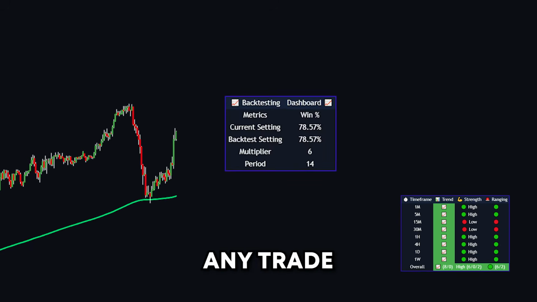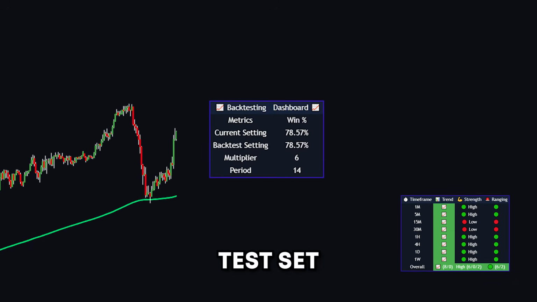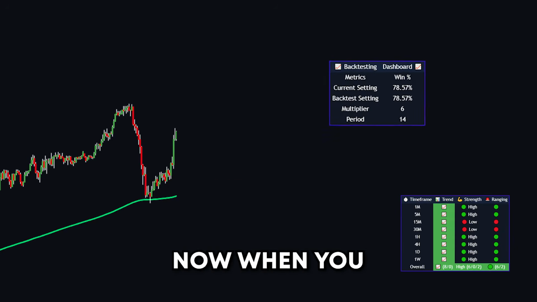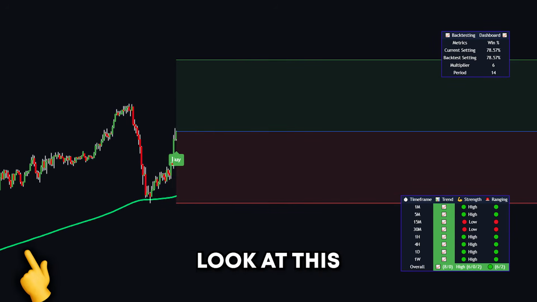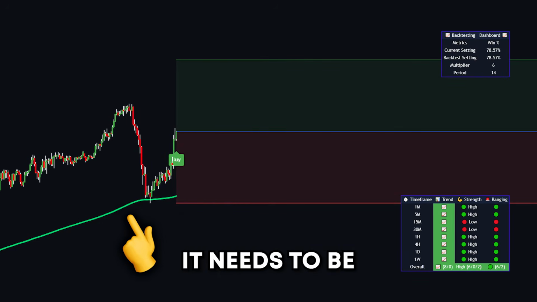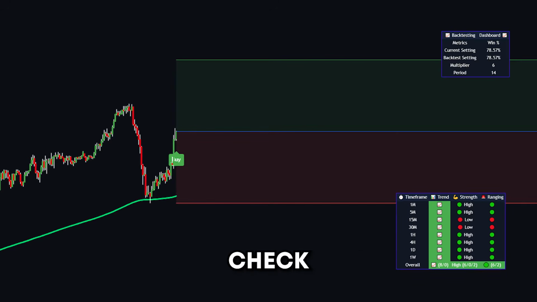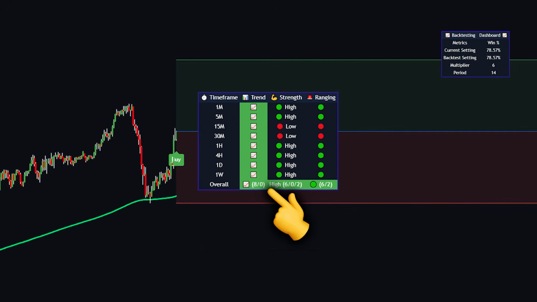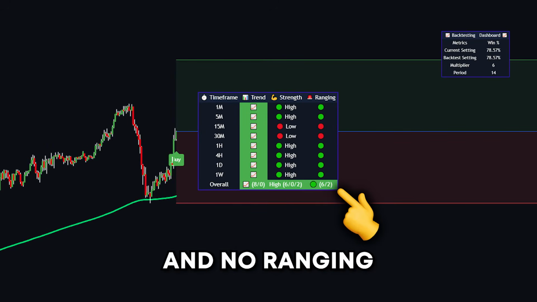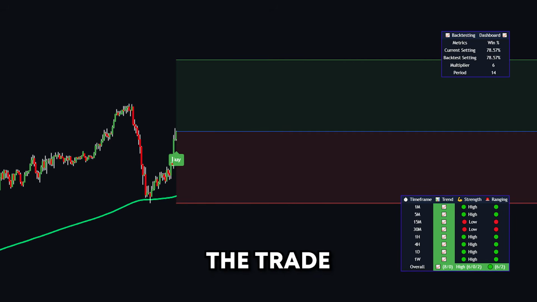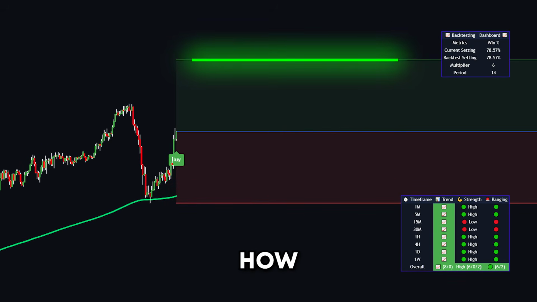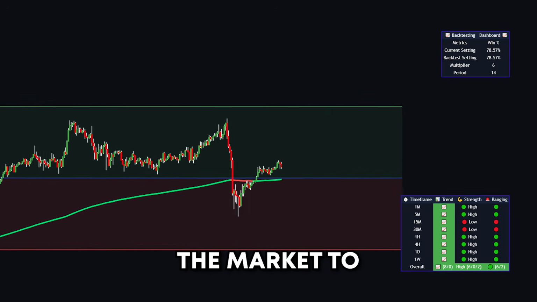Before you enter any trade, make sure you have selected the backtest set with the highest win rate. Now when you get a buy signal on gold, look at this EMA line. It needs to be green and going upwards, then check the dashboard. You want to see the trend bullish, high strength, and no ranging. If everything lines up, enter the trade and set your stop loss and take profits how the indicator shows you, and wait for the market to do its thing.